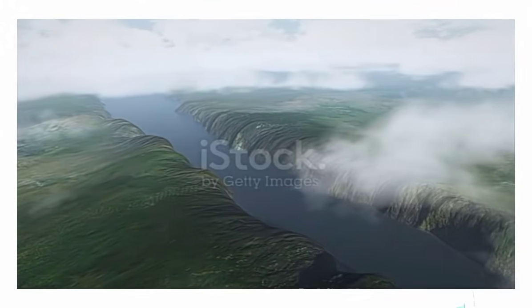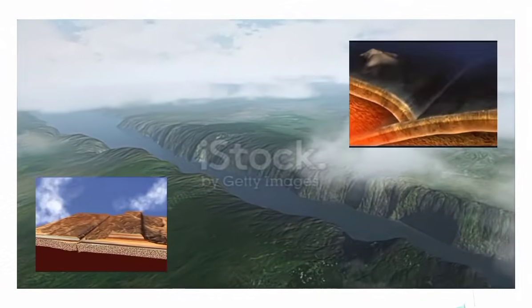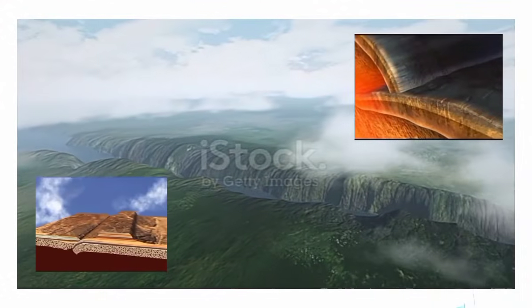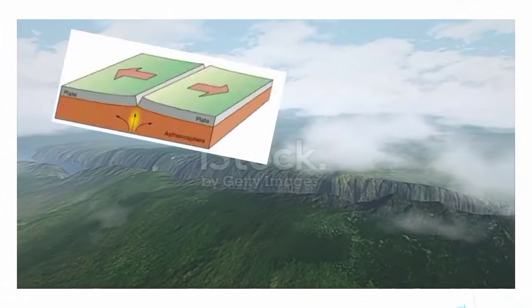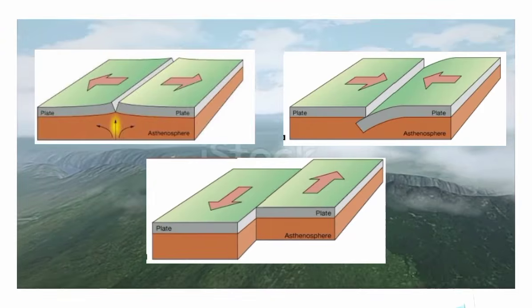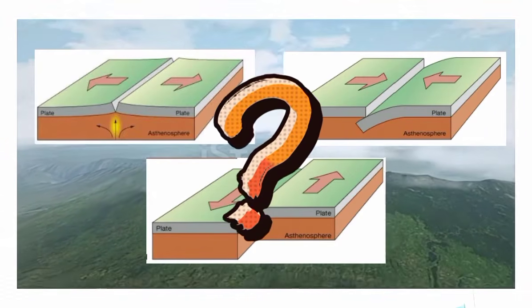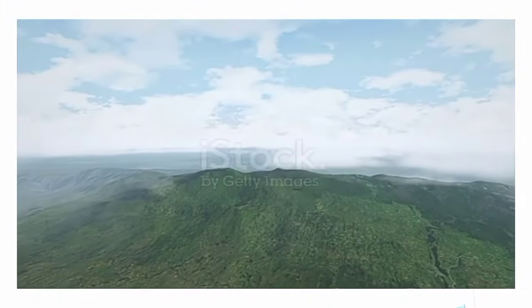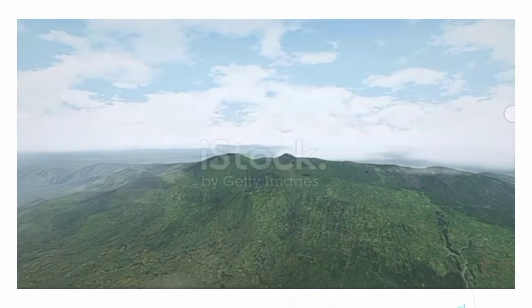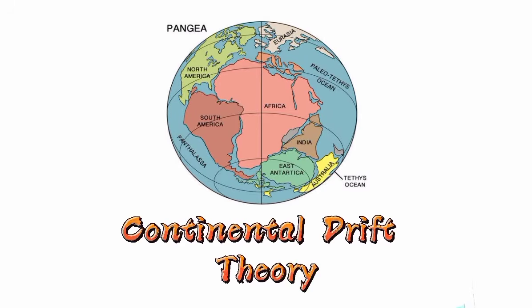We all know that plates do move. There are even different movements of plates like the convergence, divergence, and transform. But how do we even know that they are moving? How can we prove it? Well, to answer that, let's start by introducing you to the Continental Drift Theory.